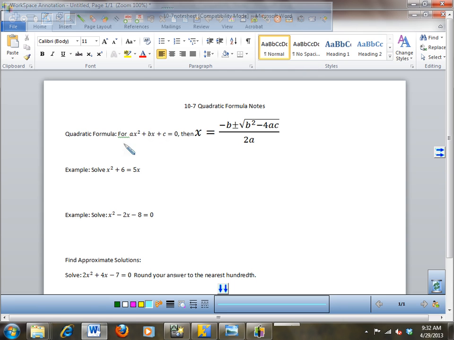And this is what it is. It comes out of someone solving this equation for x. They end up getting that x is equal to negative b plus or minus the square root of b squared minus 4ac, over 2a. All right?